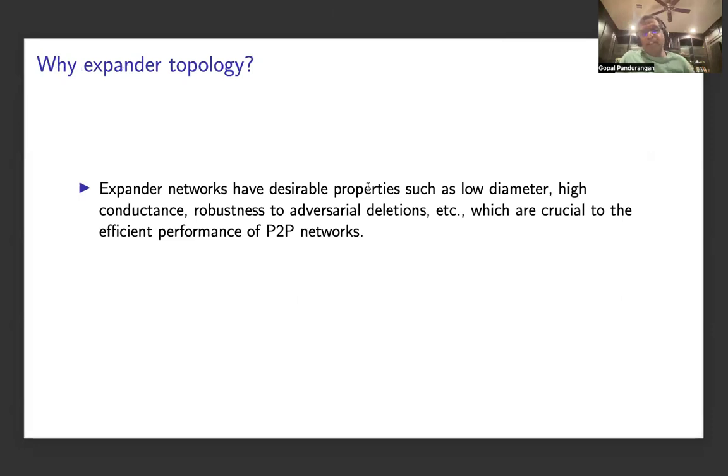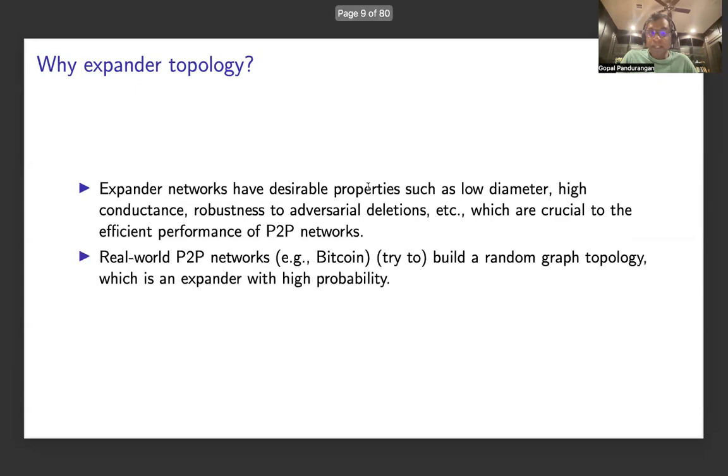The reason why the overlay construction problem is concerned with expanders is that expander networks, as has been very well known for many years, have very desirable properties such as low diameter, high conductance, robustness to adversarial deletions, etc., which are crucial to the performance of real-world networks, in particular P2P networks. In fact, real-world P2P networks such as Bitcoin try to build a random graph topology, and the idea is random graphs are expanders with high probability, and thus they have these desirable properties.